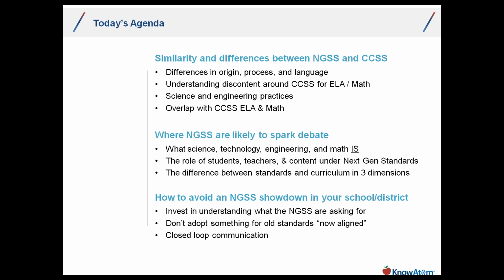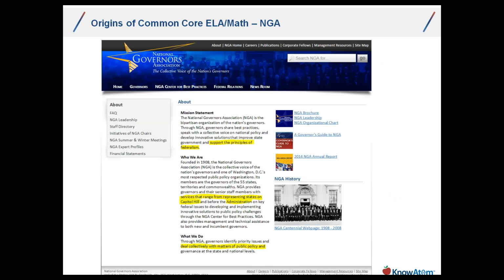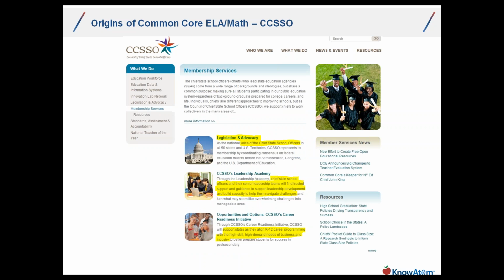So let's jump in. I think the first place we want to look is the origin, process, and language of these two different processes. The first process being Common Core State Standards. The Common Core State Standards emerged out of two groups, one being the National Governors Association, and the second being the Council of Chief State School Officers.